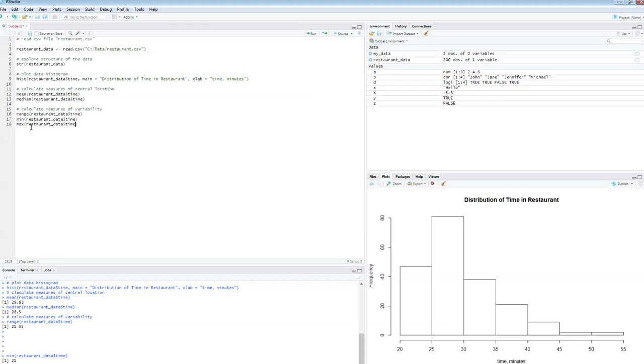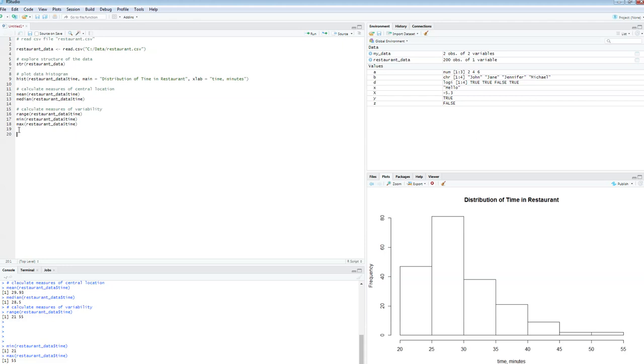Maximum, drum roll, is going to be the function max. Same thing, right? Data, restaurant data, column time. There you go. That's your 55. Okay, so we're done with the range, right? Range is between 21 and 55.